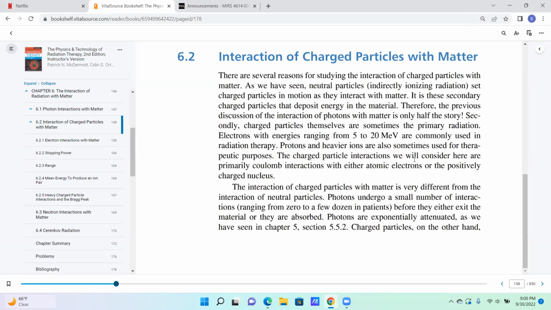The charged particle interactions will be considered here, and they're primarily Coulomb interactions with either atomic electrons or the nucleus. So, this is going to be different from the interaction of neutral particles, like in 6.1. The photons are going to undergo a small number of interactions before they either exit the material or they're absorbed, and if you remember, they are exponentially attenuated. That was a lot of the problems that we had worked in previous chapters.